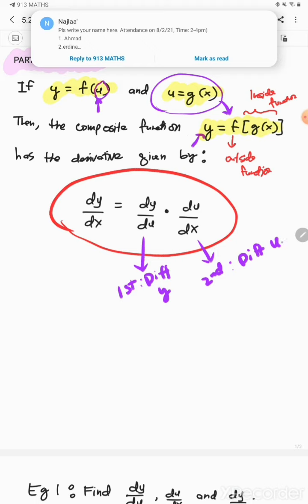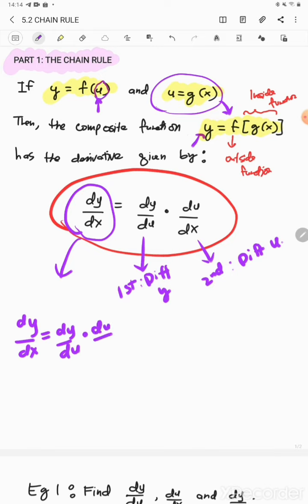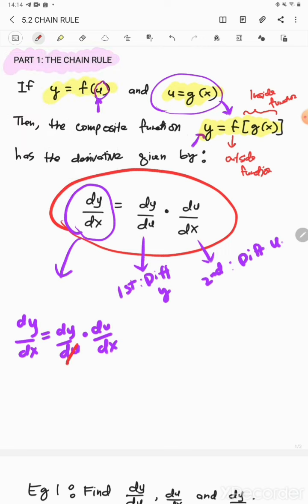I hope you understand. Why? Because when we differentiate these two and we combine, from where we get this formula, basically dy over dx equal to dy over du multiply du over dx. We can actually just simplify, that's why we get at the end dy over dx. So the step is you differentiate y first, and then followed by differentiating u. Next I will explain to you how we solve this problem.